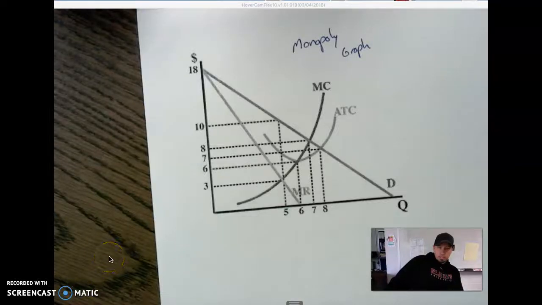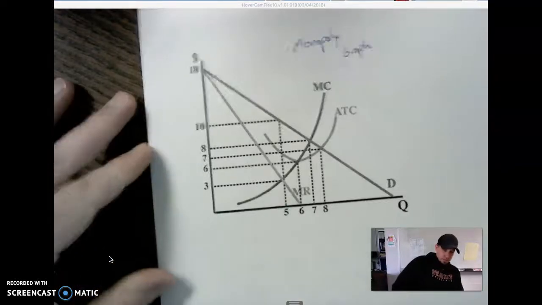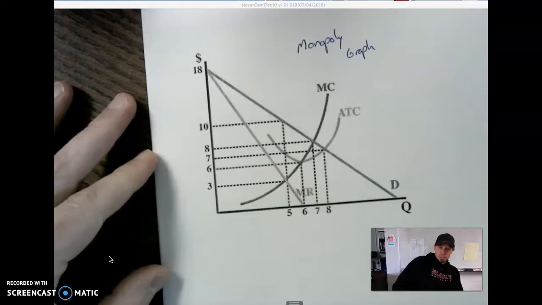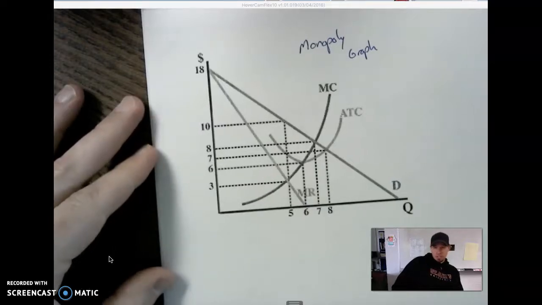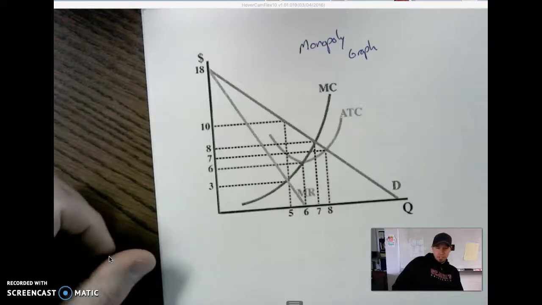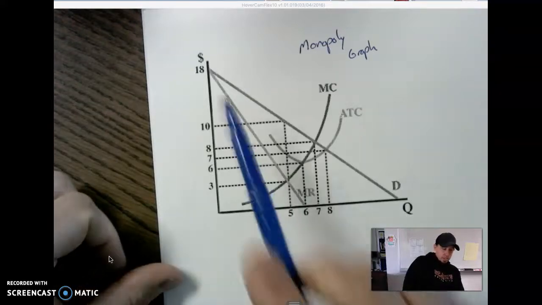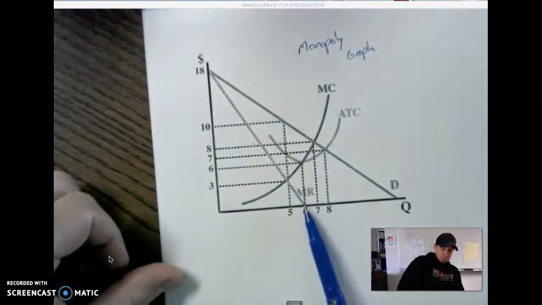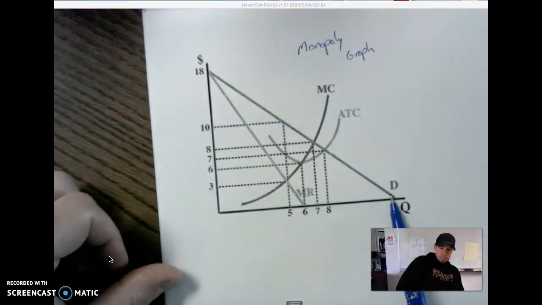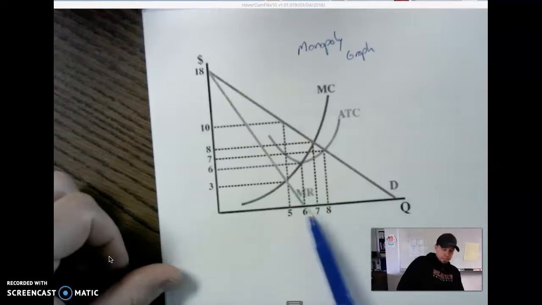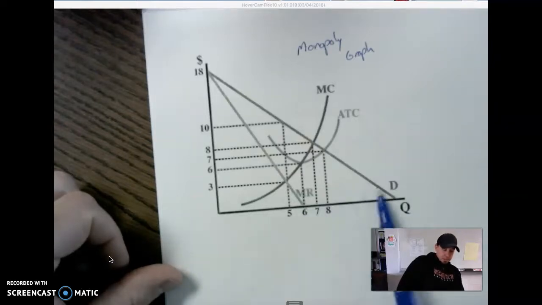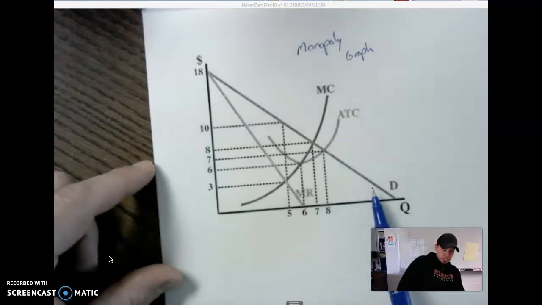All right, let's talk a little bit about the monopoly graph, what this information all means and how we use these graphs, and ultimately the questions that you're going to need to be able to understand. So in the last video, I talked about how the marginal revenue curve is always going to fall below the demand curve. And this is always going to be consistent through oligopoly, monopolistic competition and monopoly. Marginal revenue falls below the demand curve because in order to sell an additional unit, the firm has to lower the price in order to sell it.